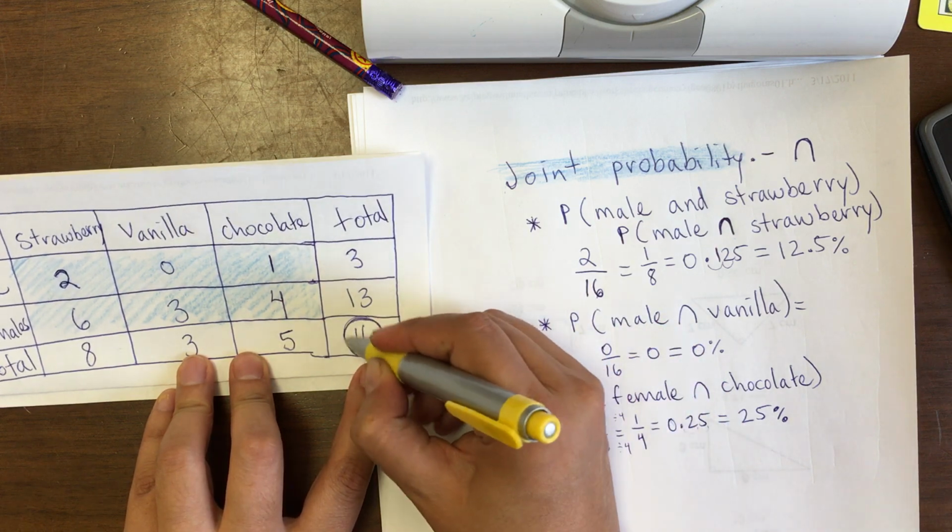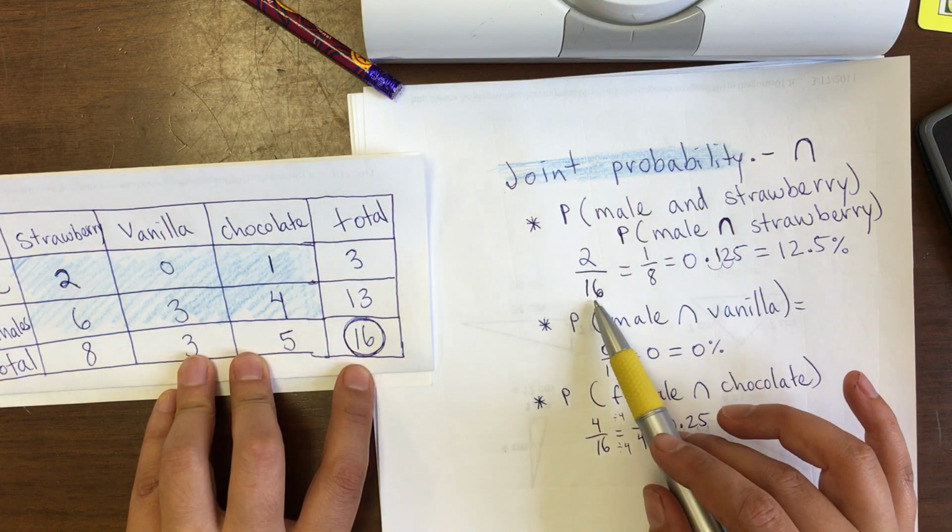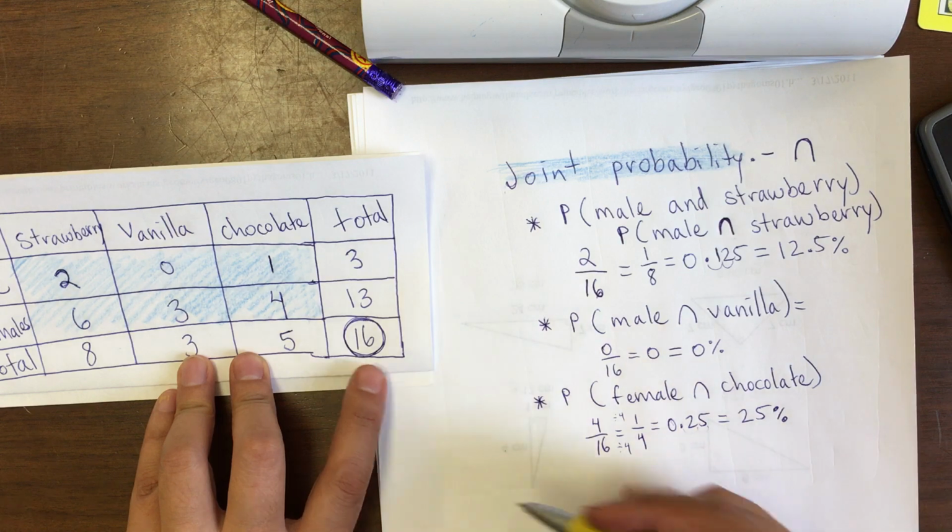It refers to these numbers out of the grand total. Okay, this will be your numerator, and this will be the denominator. Okay, and this is the symbol for joint probability.